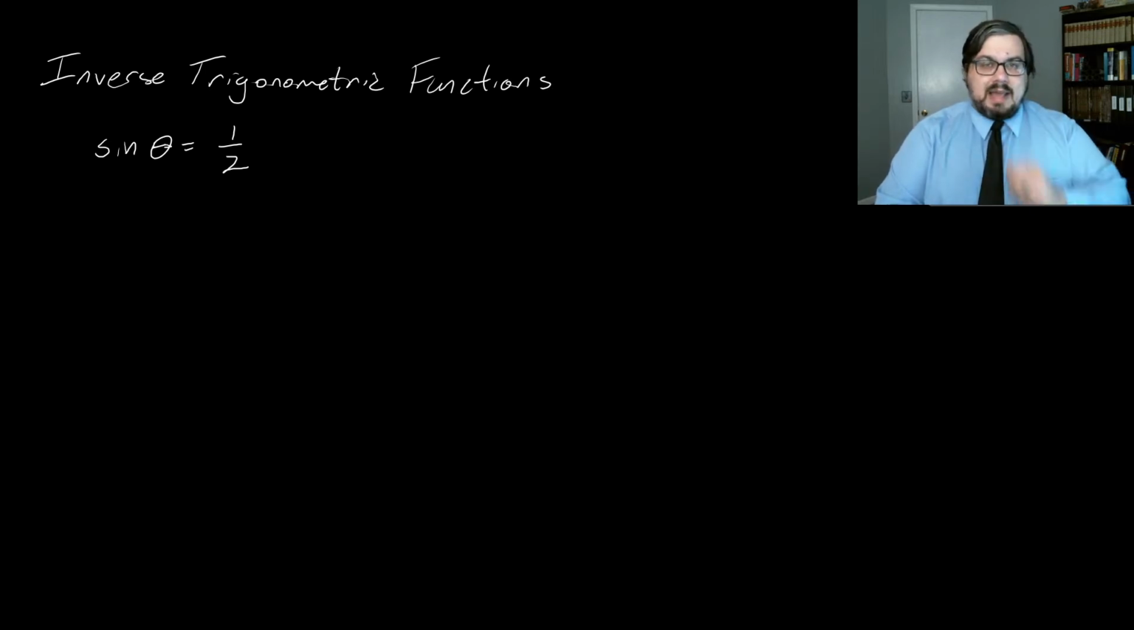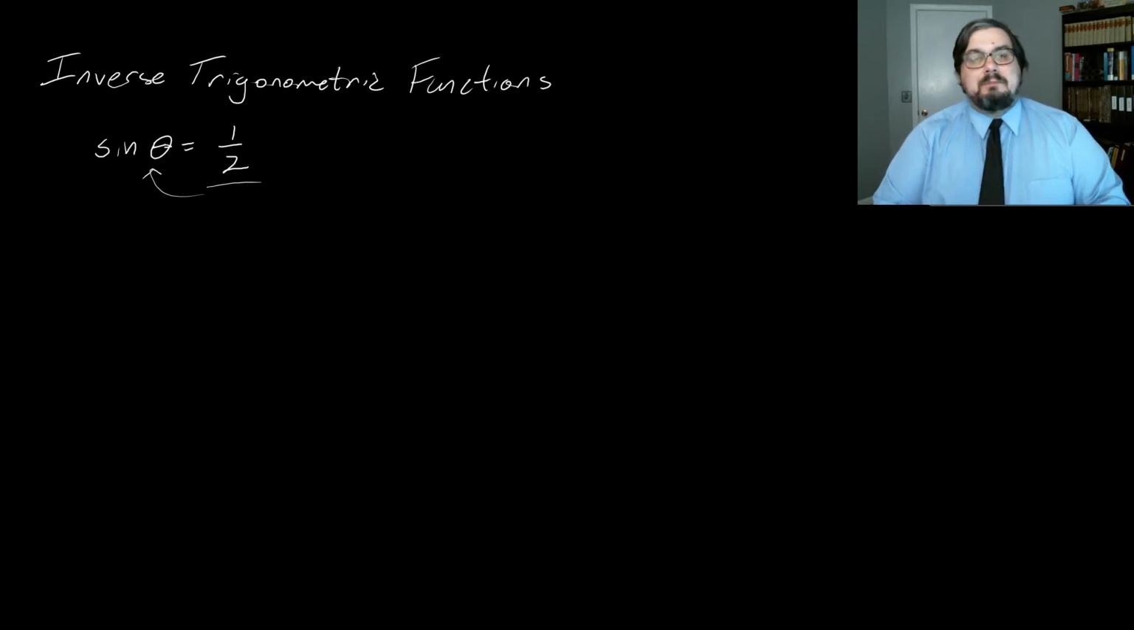of 1/2? What we want to do now is to make that process more precise, and we want to introduce functions that go in the opposite direction, that will take a number, a ratio, as an input, and give an angle back as the output. These are called the inverse trigonometric functions.